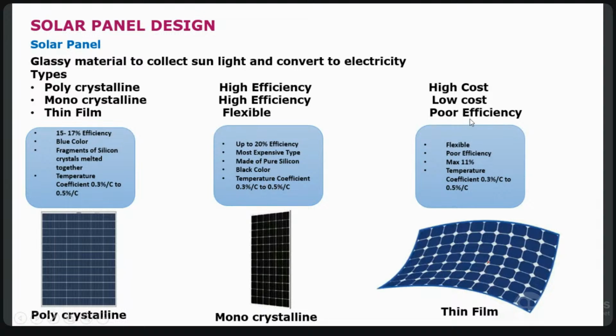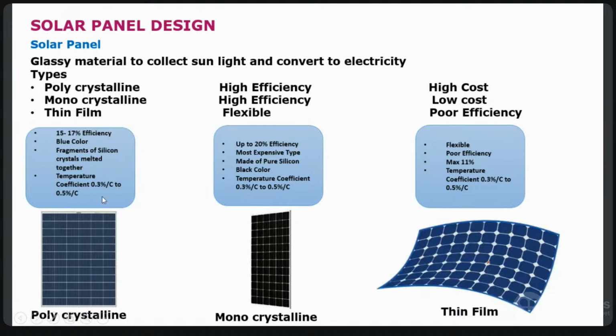Another one is thin film. Thin film is generally used for solar PV cells, but in the industry it is not used much. It is used generally in transportation applications, that is, three-wheelers or two-wheelers. This is the thin film PV cell. So totally three types will be there: poly, mono, and thin film.